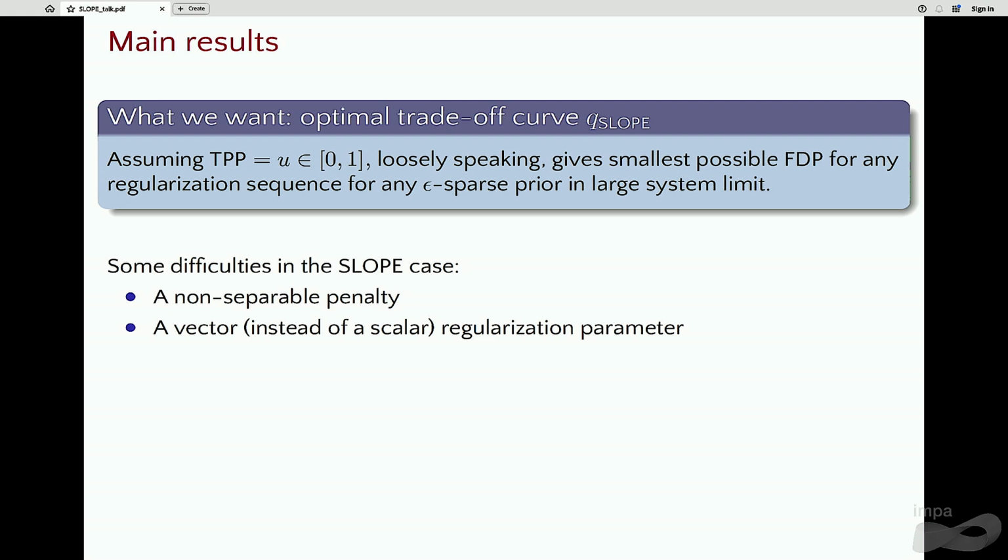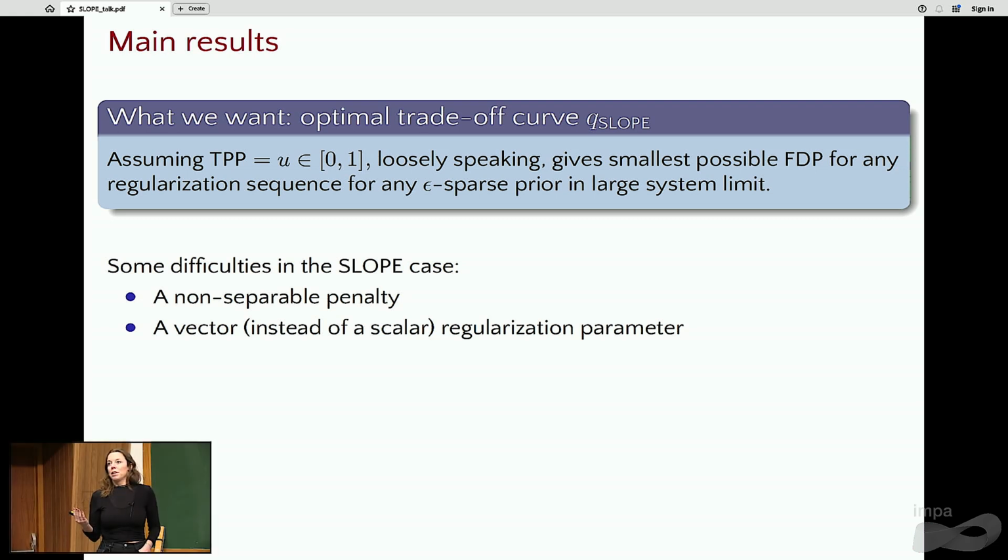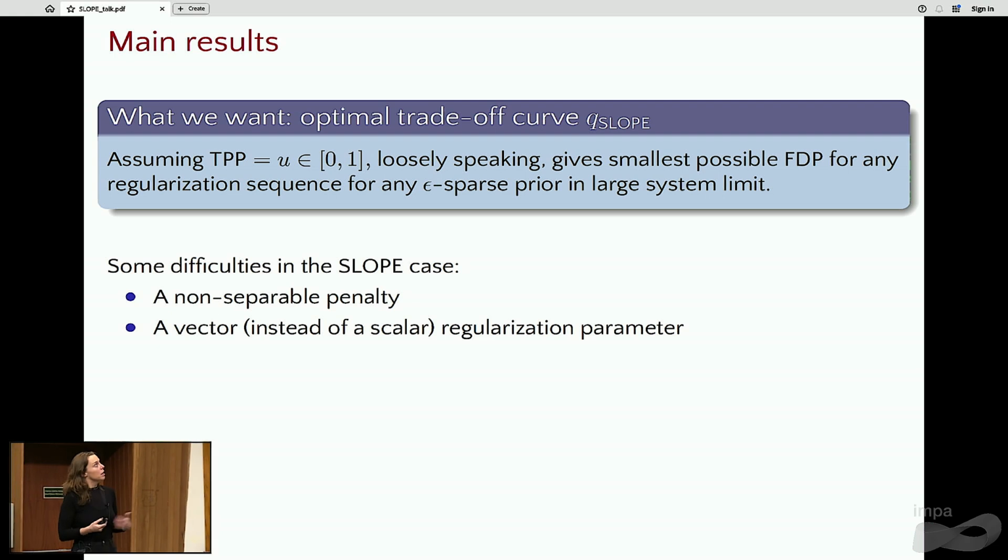What we aimed to do was characterize this trade-off curve for SLOPE that exists for the lasso. It turns out that we weren't able to get the curve exactly. We were only able to get upper bounds and lower bounds. The reason is that we've got p things we're optimizing over now in that vector of lambda values, and p is going to infinity. So in some sense, we're doing an infinite dimensional optimization in order to produce these curves.